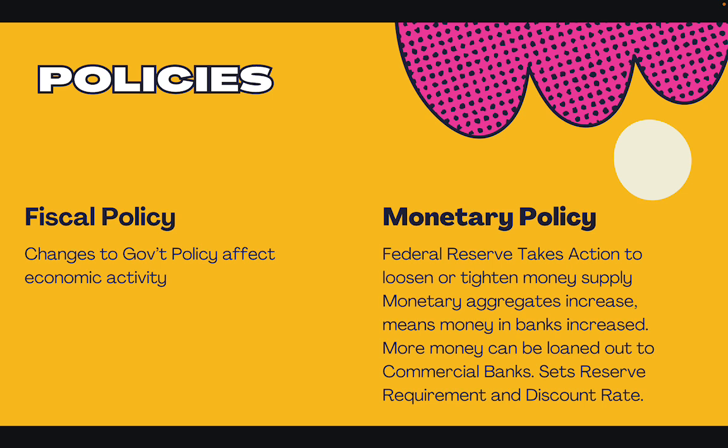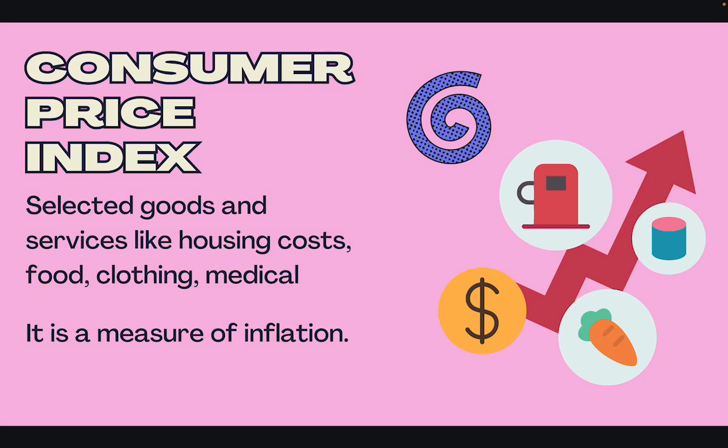Whee! The Federal Reserve sets the reserve requirement and the discount rate, and they do a couple of other things I'm going to discuss later. So we have fiscal policy, think of government effect. Monetary policy is going to be the Federal Reserve taking action, infusing more or draining money from the banks.